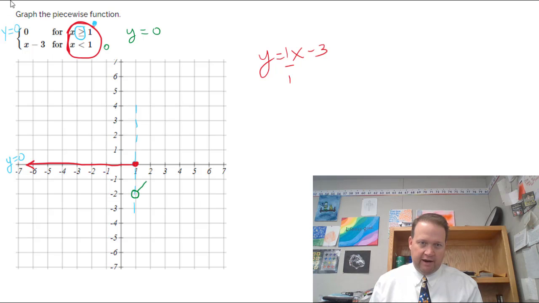So it starts there, and it goes up 1/1. And that looks like that. And you'll notice that it's still a function, because when I get to 1, I still apply this rule of 0, but the moment I get a little bigger than 1, I jump down here and I apply this different rule here, which is y equals x minus 3. So this graph right now is an appropriate representation of that piecewise function.